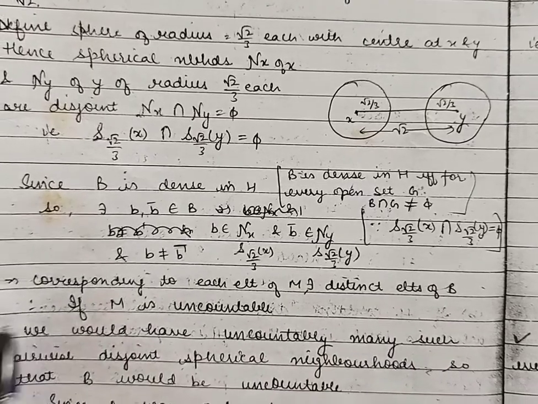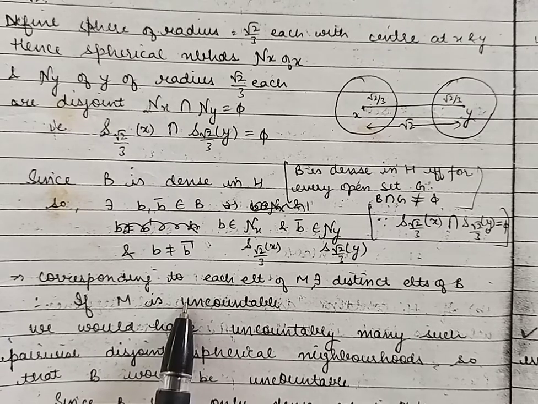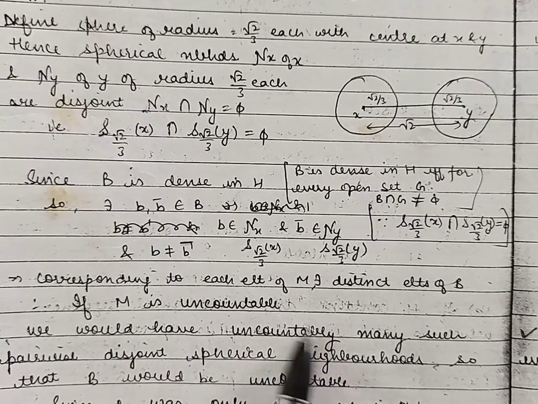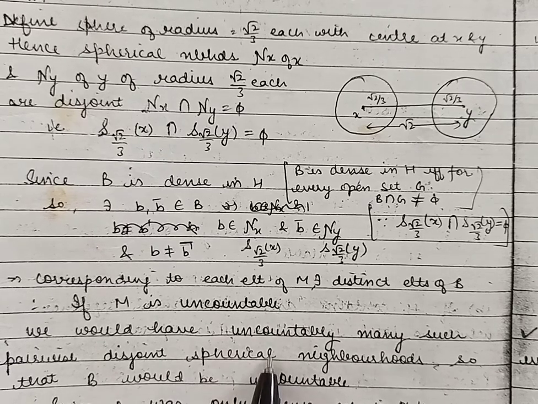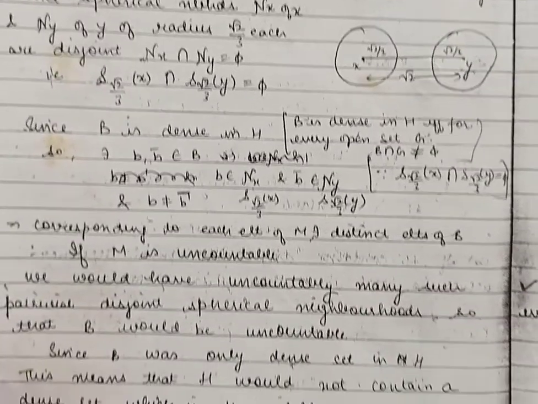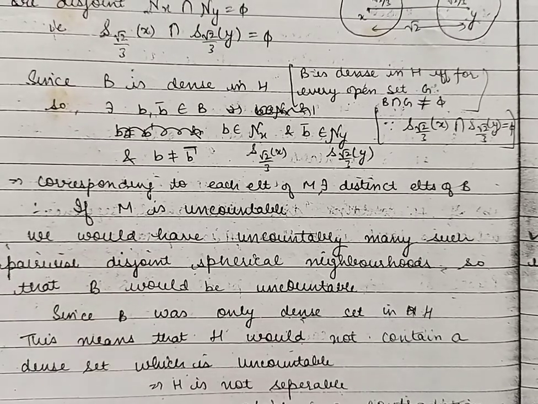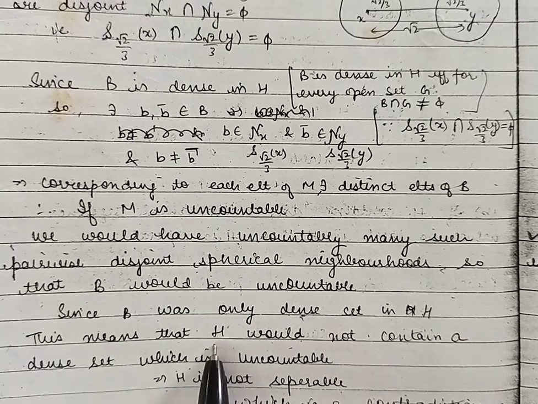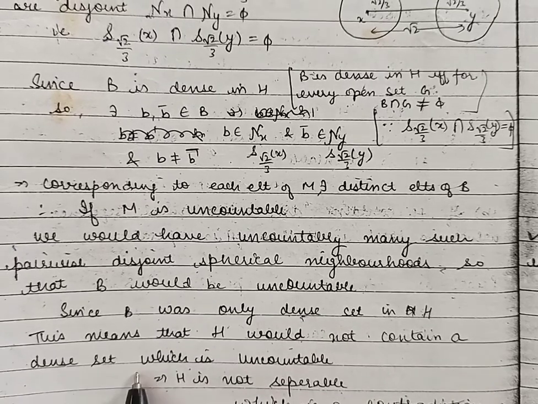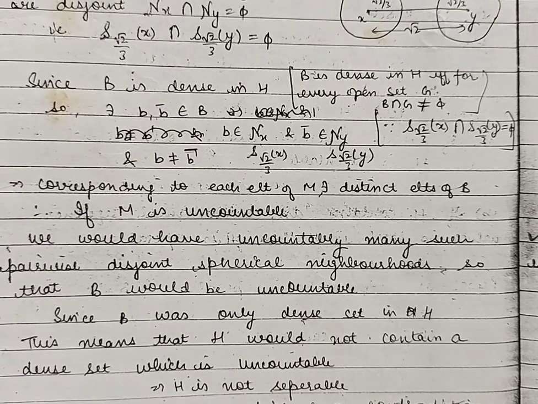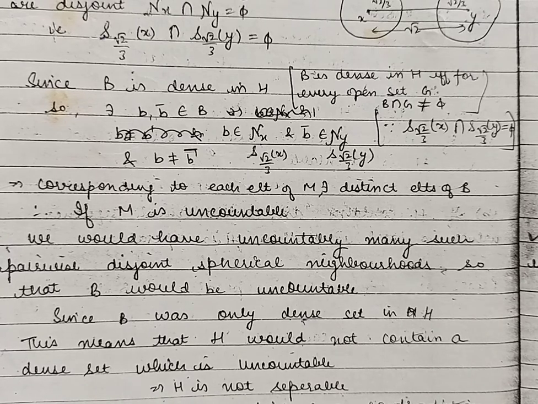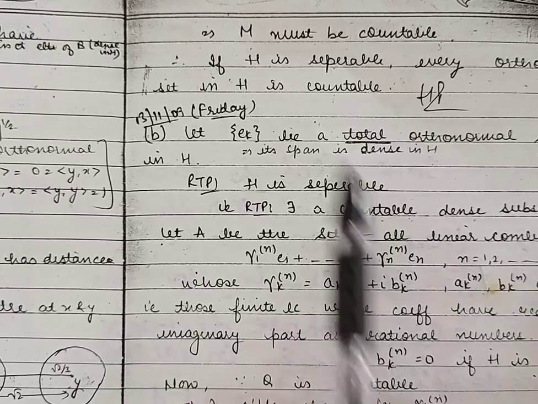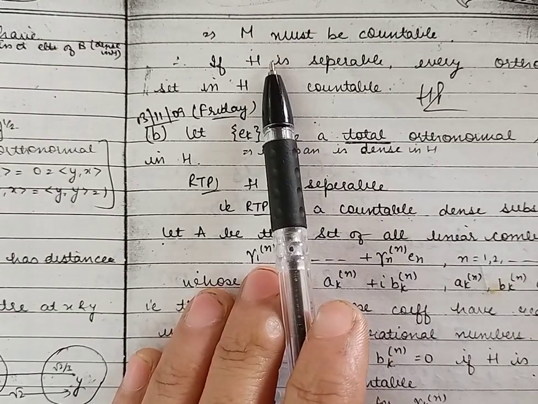Thus if M is uncountable, we have uncountably many such pairwise disjoint spherical neighborhoods. So in that case B will also become uncountable, but B was a dense set in H. It means the Hilbert space H would not contain a countable dense set, so H is not separable. But that is a contradiction because we are given that H is separable. So this contradiction proves that our assumption is wrong. Therefore, M should be countable.